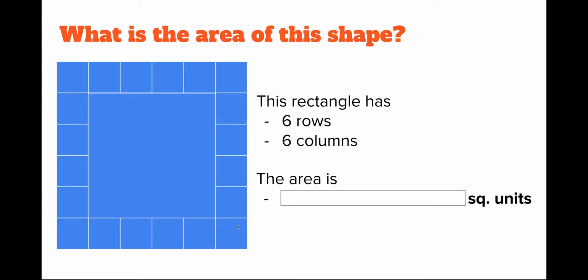So I have to add 6 6 times. So I'm going to have 6 plus 6 is 12, plus 6 more is 18, plus 6 more is 24, plus 6 more is 30, and plus 6 more is 36 square units.